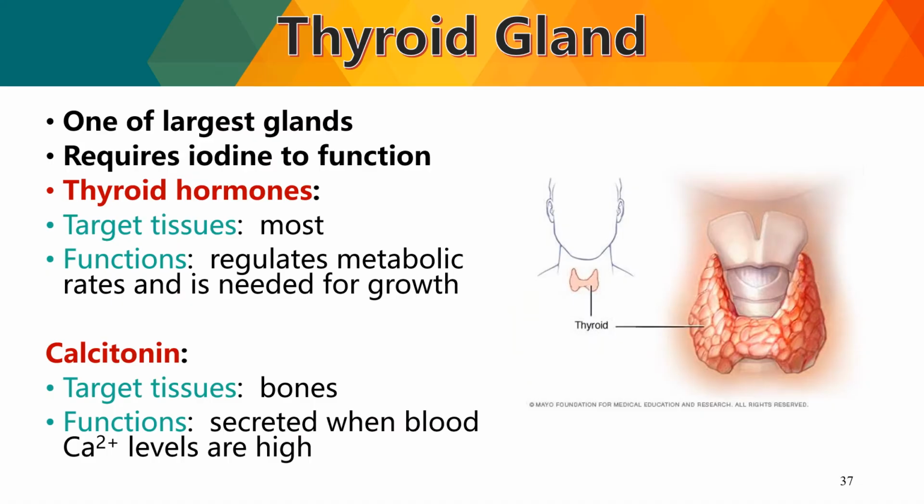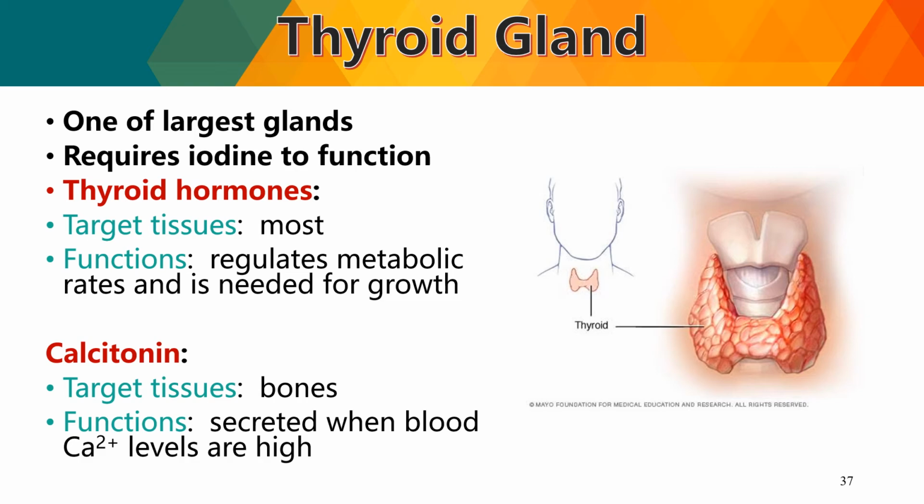So, for the thyroid gland, this is actually one of the largest glands found in your body and it requires iodine to function. So, the thyroid hormones, they actually target most of the tissues found in your body and it regulates metabolic rates and is needed for your growth. Okay? Kaya nga 'di ba kapag ka sa mga babies din, usually, yan, tiki-tiki, I think it's a form of an iodine vitamins, no, na tinitake ng mga bata.